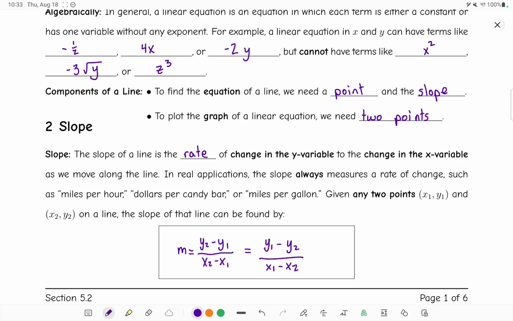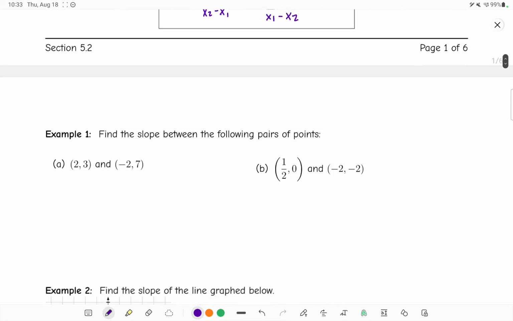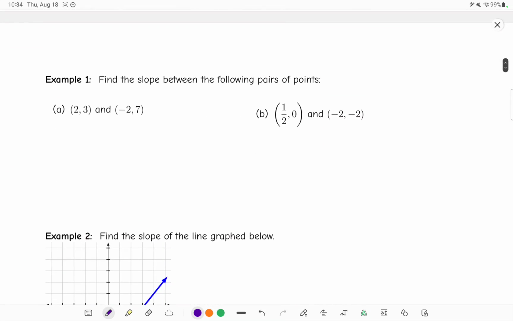The reason why I write it both ways is just to indicate it doesn't matter which point you use first, it's just whichever point comes first on top comes first on the bottom as well. Example 1. Find the slope between the following pairs of points. A, 2, 3, and -2, 7.